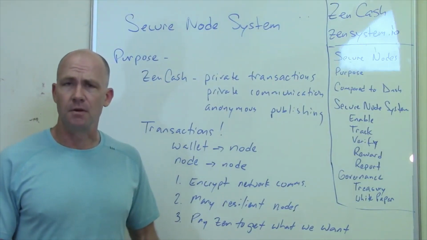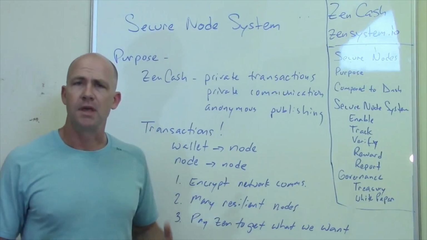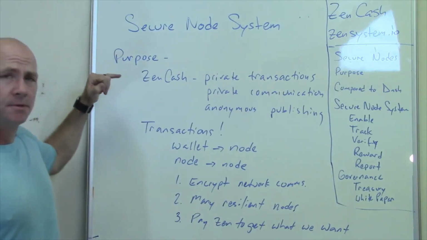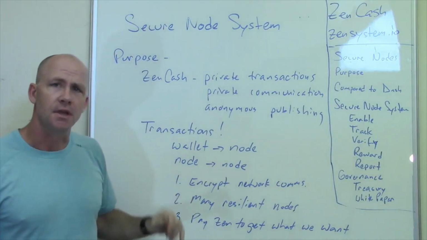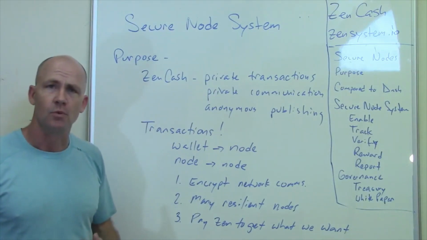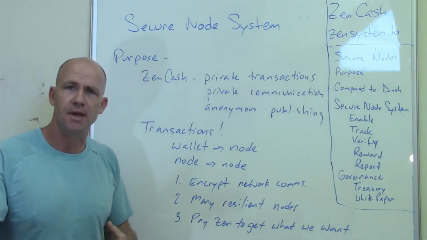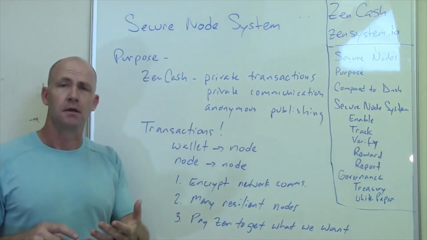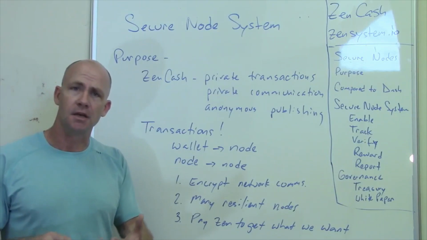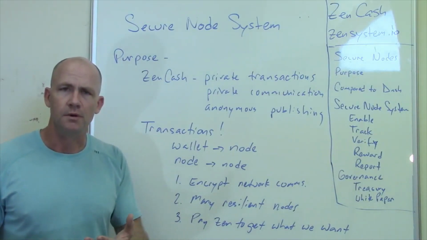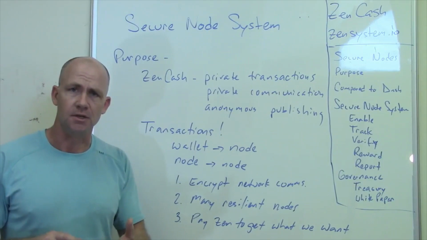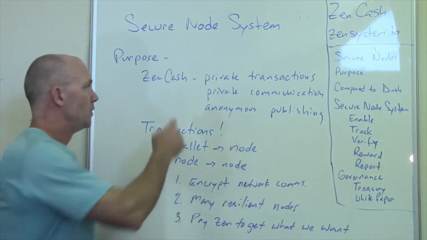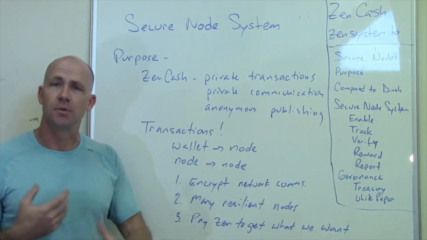So first off, I wanted to do a quick review of why we even have secure nodes, why we care about it. So let's go back to the purpose of ZenCash. One of the things that we want to do is enable private transactions for people worldwide. So this is using the shielded transactions, so people can send and receive ZenCash, and it doesn't record in the blockchain who sent it, who it was sent to, or how much was sent, just that a transaction happens. So that's great, we want to do those.